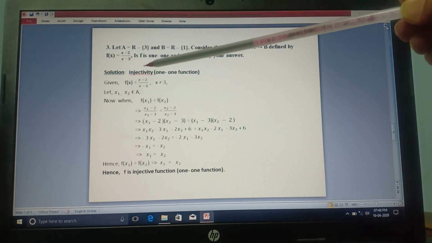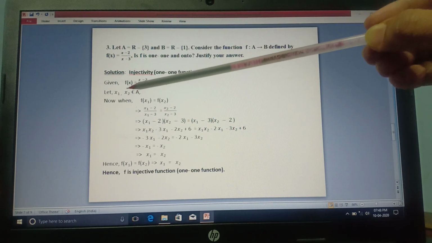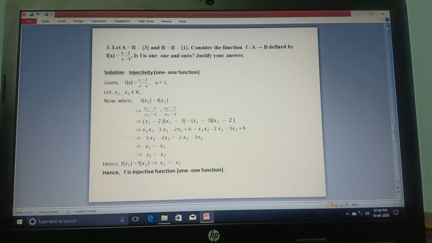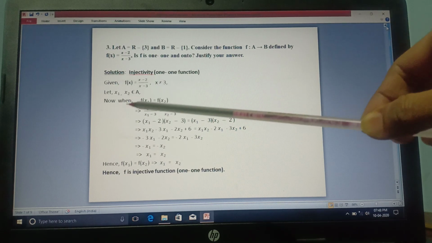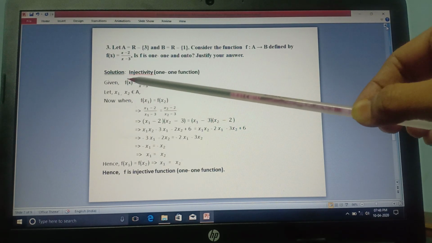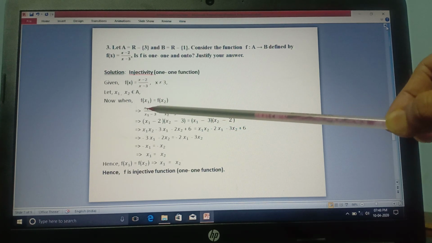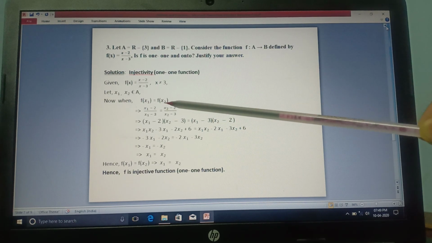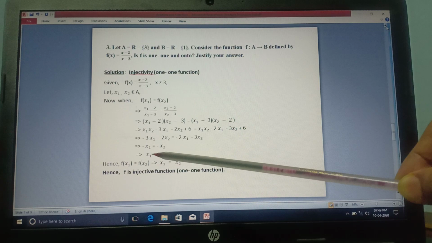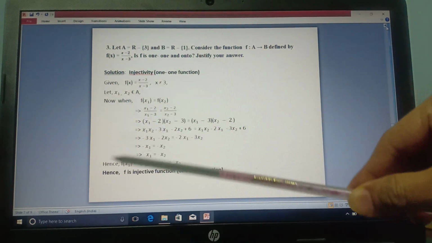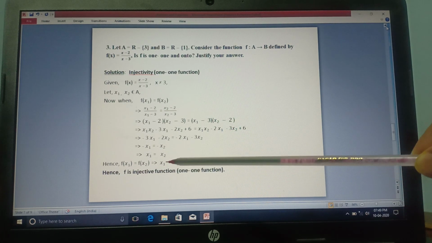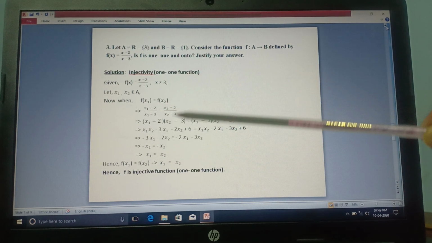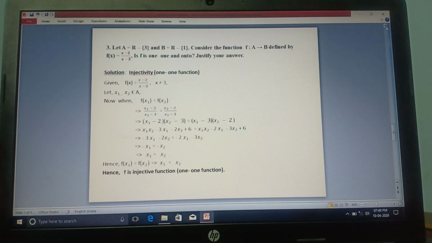First we'll check whether it is one-one or not. The given function is f(x) = (x minus 2) by (x minus 3). Let us take two elements in the domain, x1 and x2, and let us say f(x1) = f(x2). Since f(x) = (x minus 2) by (x minus 3), you can write (x1 minus 2) by (x1 minus 3) and here (x2 minus 2) by (x2 minus 3). Now after cross multiplication and simplifying this, we got x1 = x2. Hence we got f(x1) = f(x2), which implies that x1 = x2, which follows the rule of a one-one function. Hence the given function is an injective function or one-one function.